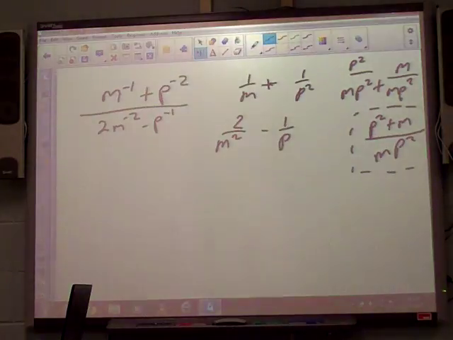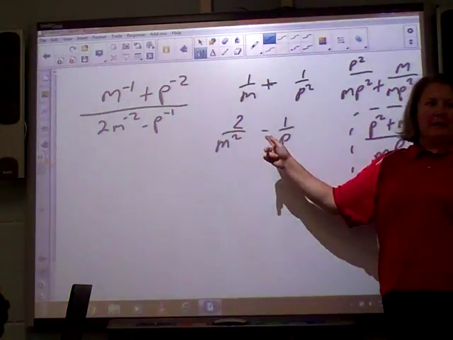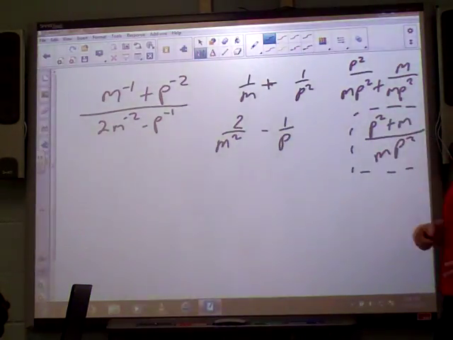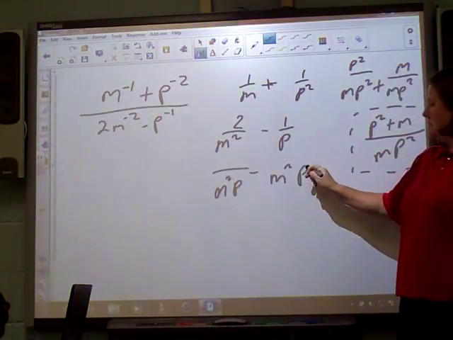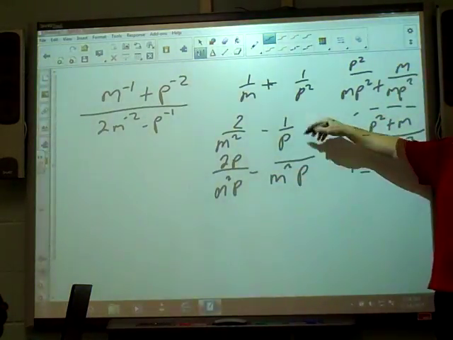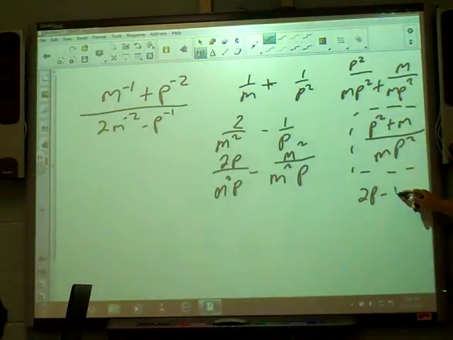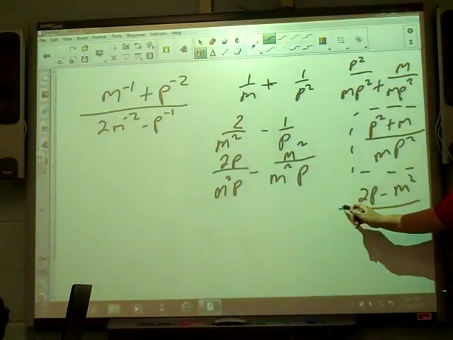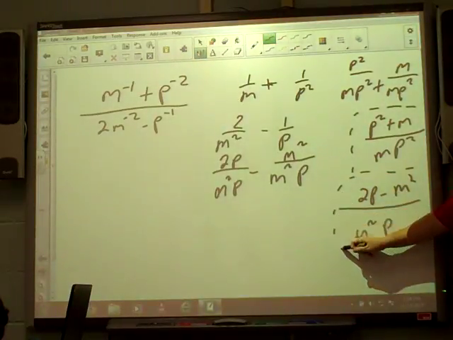Now, what would the common denominator there be? m squared p. Good. Mason, just multiply those: m squared p. Almost the same as the first one, but not exactly. This one I multiply by p, so multiply that 2 by p. This one I multiply by m squared, so multiply that 1 by m squared. That gets me 2p minus m squared over m squared p. So there's my new denominator.